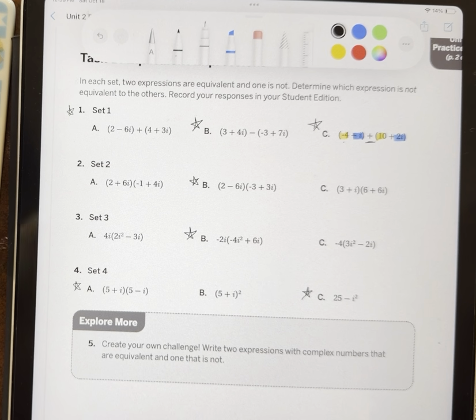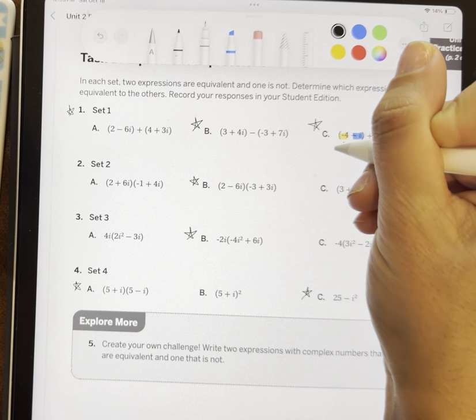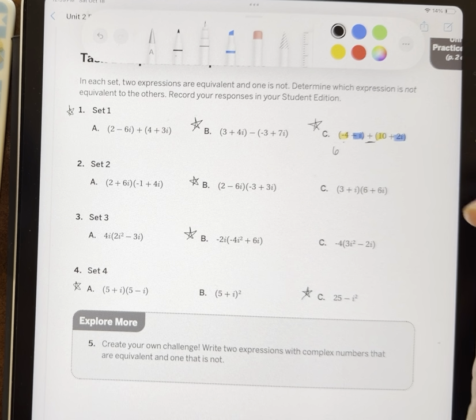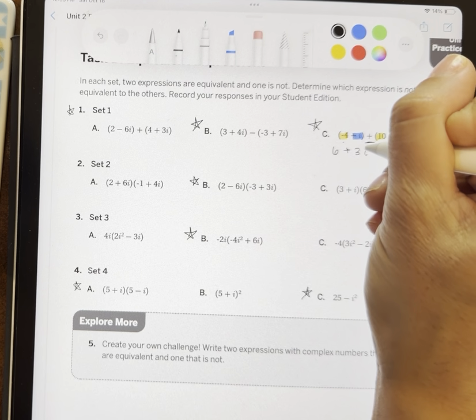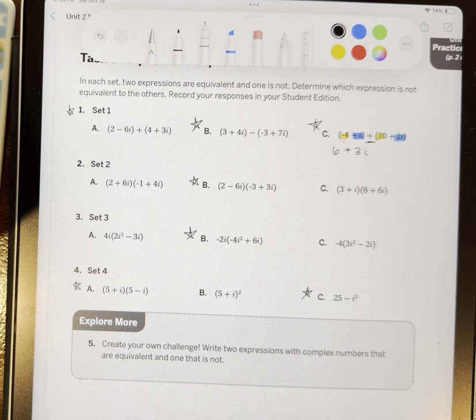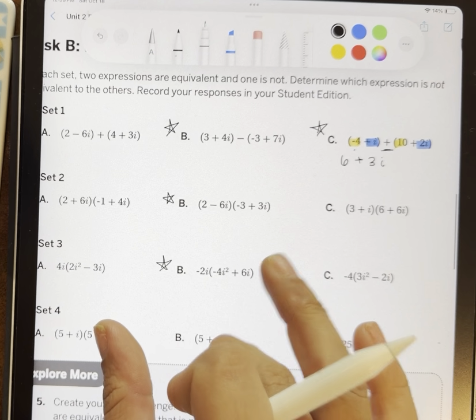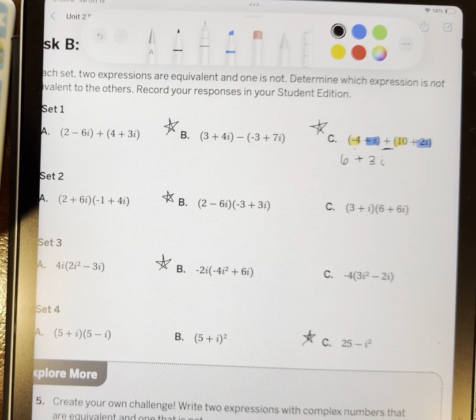Okay, wow, that was dark. Can you guys see anymore? No, probably not. It's fine.